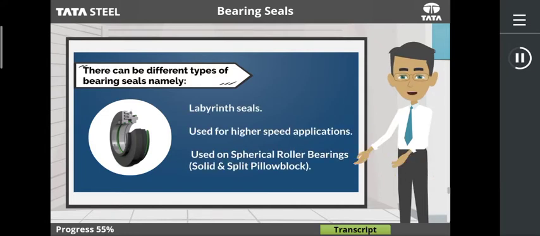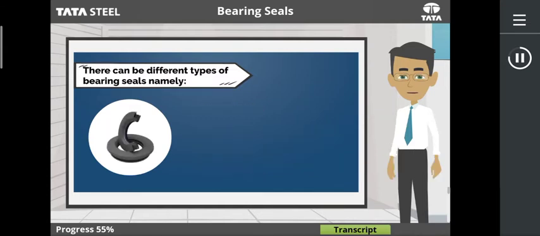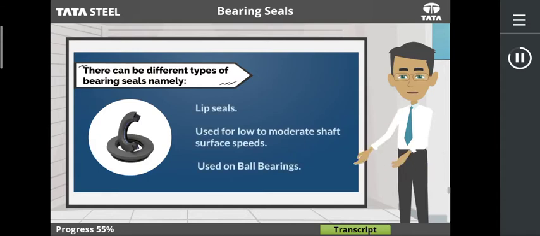Labyrinth seals: 1. Used for higher speed applications. 2. Used on spherical roller bearings, solid and split pillow block. Lip seals: 1. Used for low to moderate shaft surface speeds. 2. Used on ball bearings.